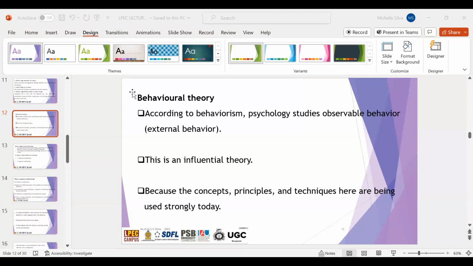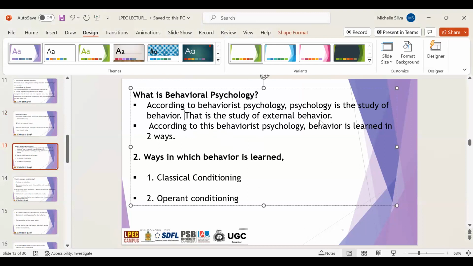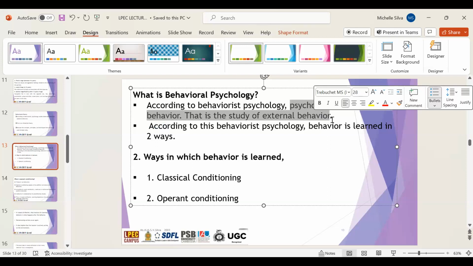Further, in a very simple manner, according to behaviorism there are two types of concepts, classical conditioning and operant conditioning. But here we are focusing only on operant conditioning. So, according to behaviorists, psychology is the study of human behavior, that is, the study of external behavior. That's why I told you they defined psychology as the scientific study of external behavior. They have omitted the scientific study of the human mind.